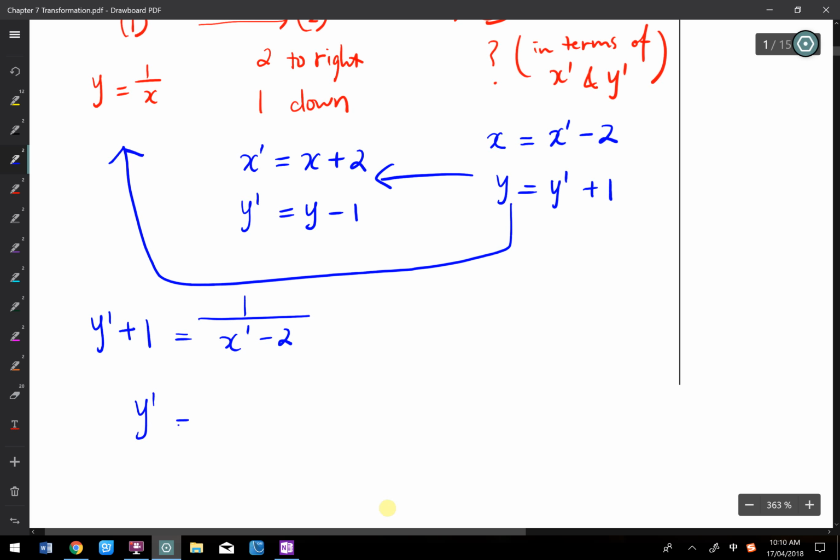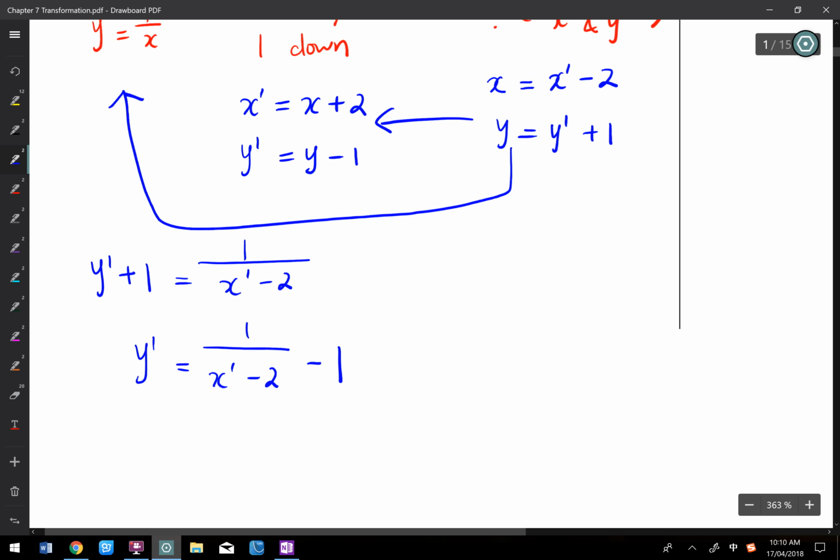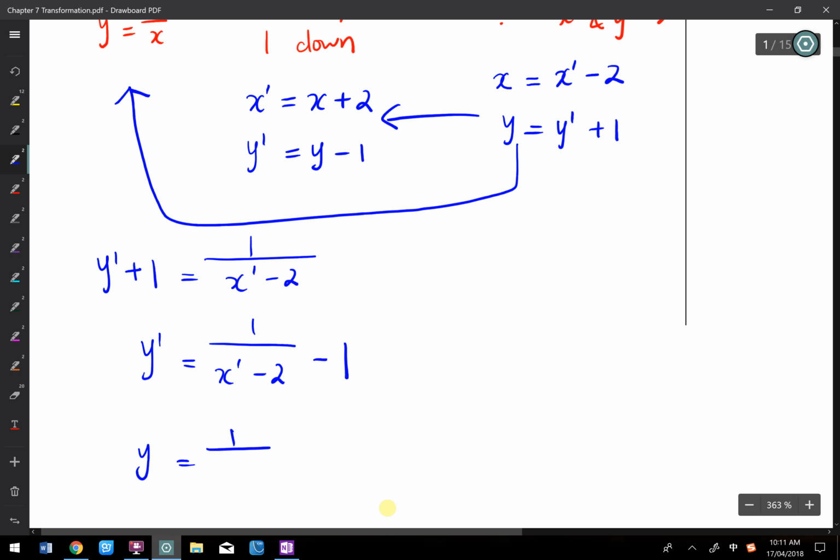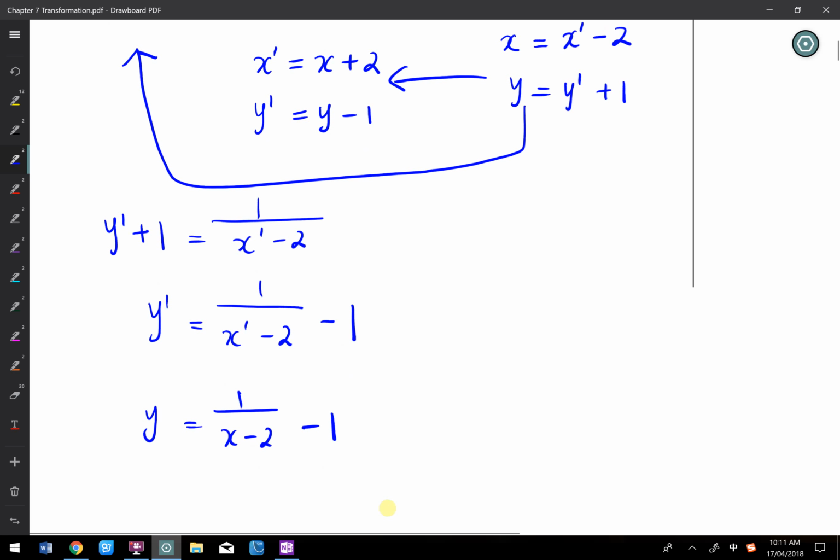So I will rearrange it. What I will end up with is an equation containing y dash and x dash, and that's the new graph, because x dash, y dash is the new, resultant point. So that's my final answer. When you answer, you can get rid of the dash. With the dash or without the dash will be the same. So you can get rid of the dash here. That's the new function.